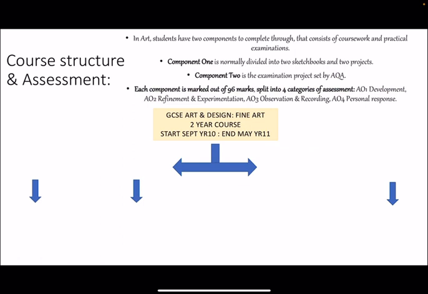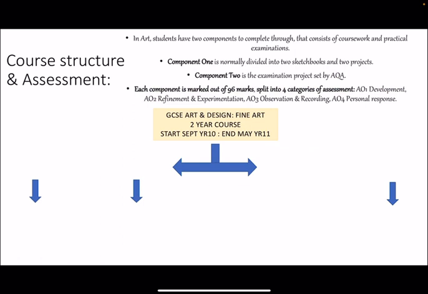The two components, so you have component 1 and component 2. Component 1 is normally divided into two sketchbooks. Component 2 is the examination project set by AQA. Each component is marked out of 96, but they're split into 4 categories of assessments. So those 4 categories are worth 24 marks each. So you have AO1 development, AO2 refinement and experimentation, AO3 observation and recording, AO4 is the personal response.